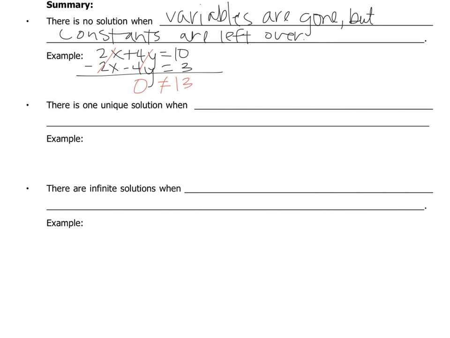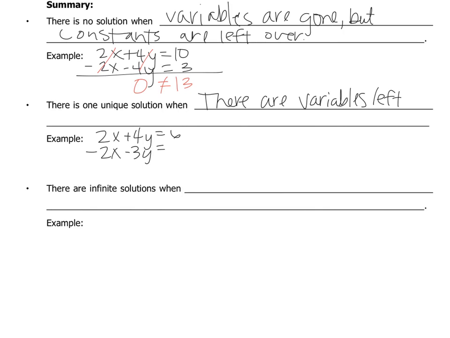There's one unique solution, excuse me, one solution when there are variables left in the equation. So if you had 2x plus 4y equals 6, and you have negative 2x minus 3y equals 2, what would happen is the x's eliminate, but I have 1y, and this is 8. So that would be one unique solution, and you could plug y back in to find x.